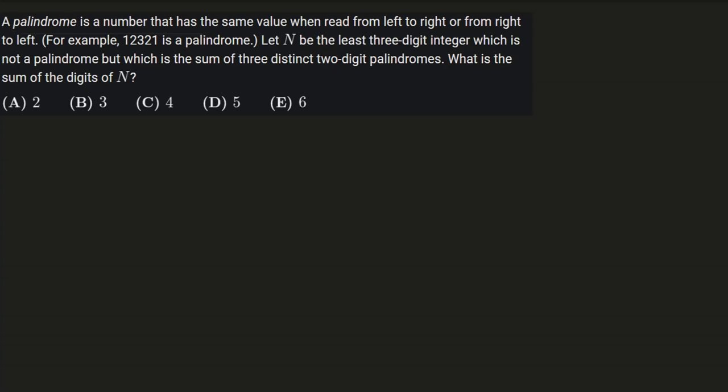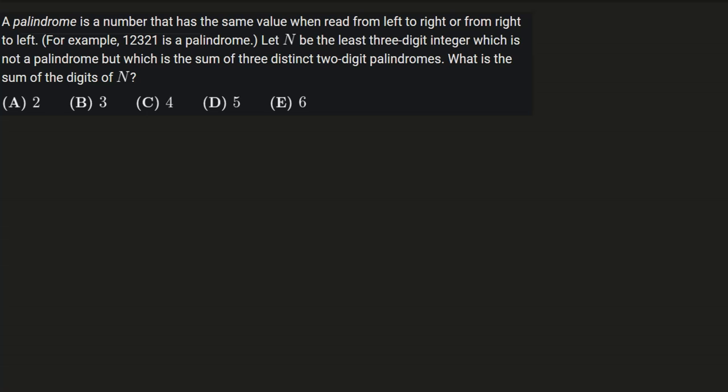Let's look at this problem. A palindrome is a number that has the same value when read from left to right or from right to left. For example, 1, 2, 3, 2, 1 is a palindrome. Let n be the least 3-digit integer which is not a palindrome, but which is the sum of 3 distinct 2-digit palindromes. What is the sum of the digits of n?